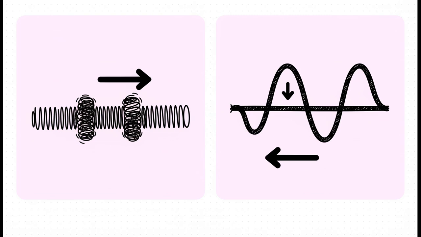On one side, you've got longitudinal waves. Here, the vibration is parallel to the direction the energy is going. The classic example is pushing a slinky. That little bunch up, that compression, travels right along its length.